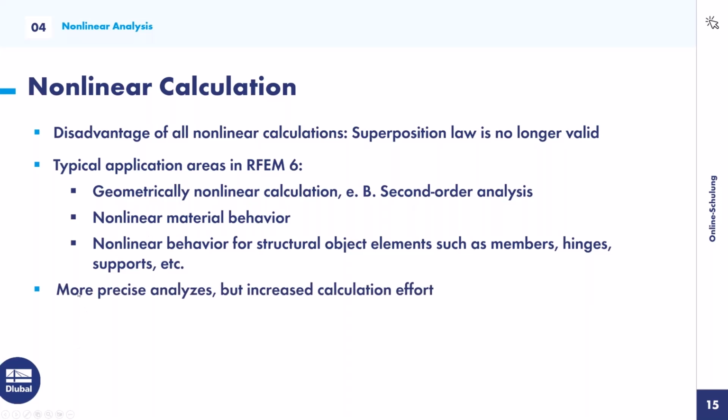For the next step, we can see nonlinear calculation needs iterative calculations. So more calculations means it's more precise, but it needs more calculation effort. So there's always the question for you: is it needed to do a nonlinear calculation? And in most standards, for example, Eurocode 2 or Eurocode 3, there are simple rules if you need to use second order or not. If it's not needed, you can just ignore it.